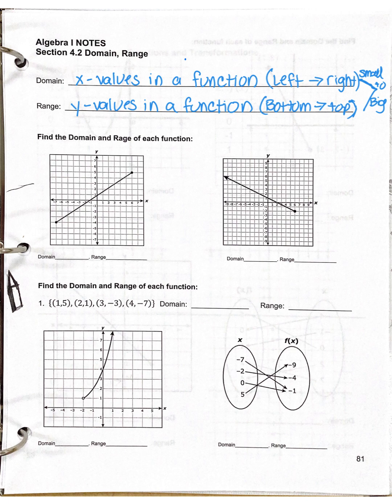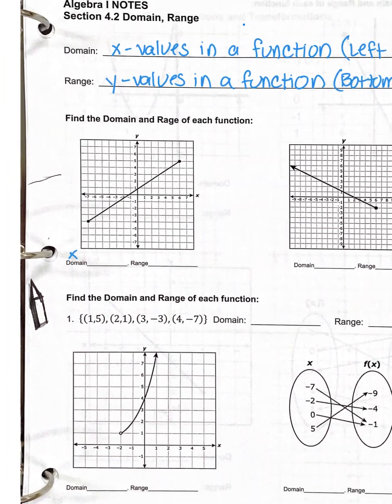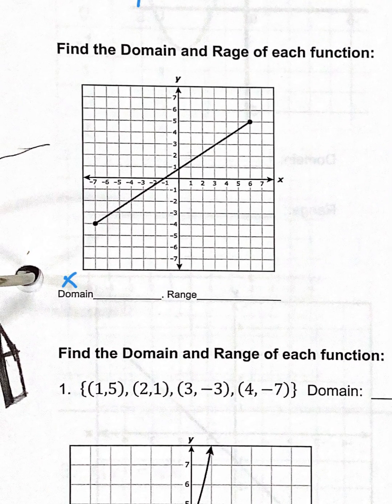For the first graph right here, we have this line. Our domain, let's label that x to remind us we're looking for the x values. Here we have our x values, our x-axis. So we are going to find where our graph starts. Let's go all the way to the left and see the graph starts right here where x is -7. So let's write -7 right here. I'm going to make this a little bigger so we can see it better. x is -7, and then that is going to be less than or equal to.